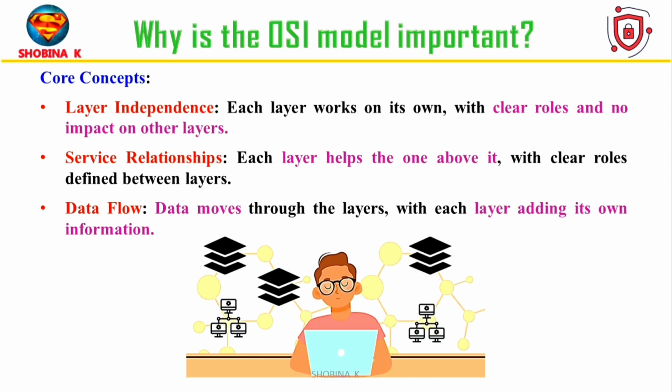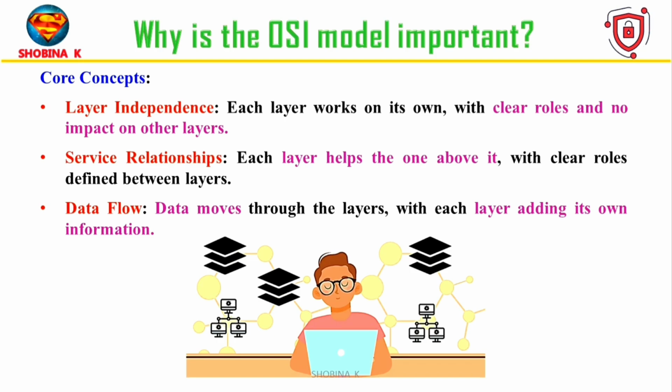Next up, service relationships. Each layer serves the one above it by providing specific functions and passes information up or down. Thus, it enables clear communication between layers, ensuring that they rely on each other in a structured way. For example, the network layer provides routing services to the transport layer, which handles end-to-end communication.